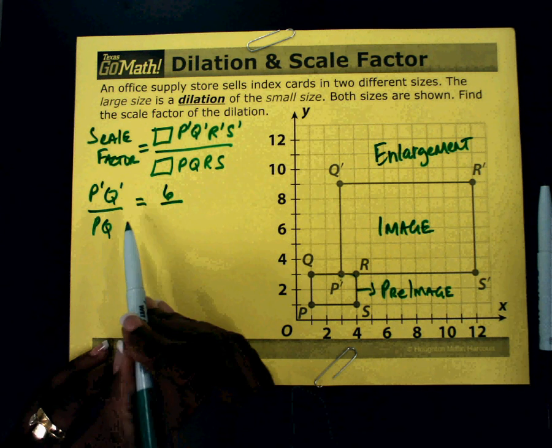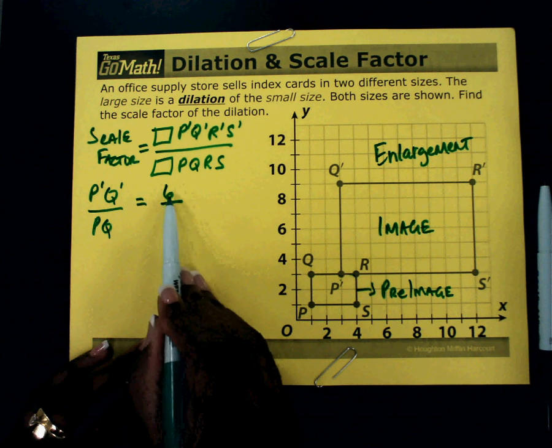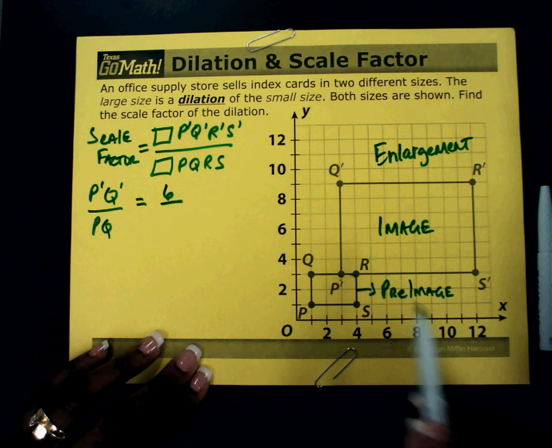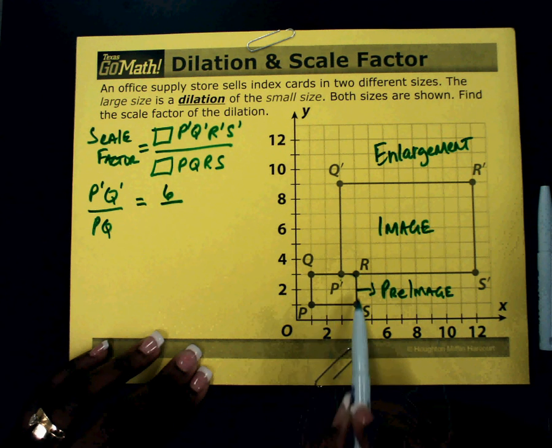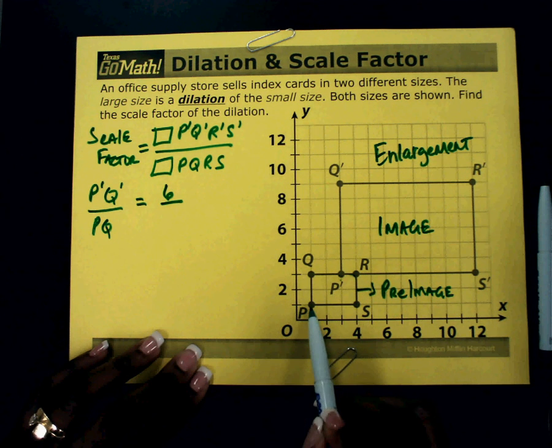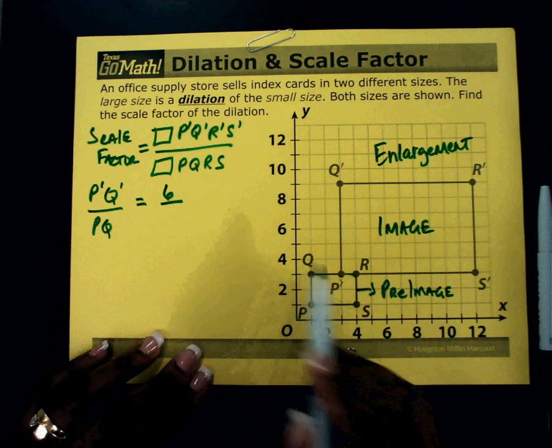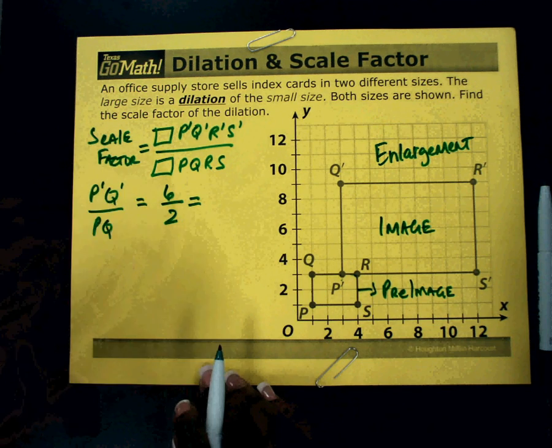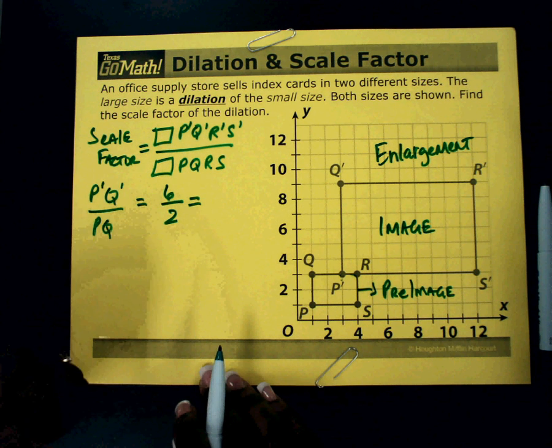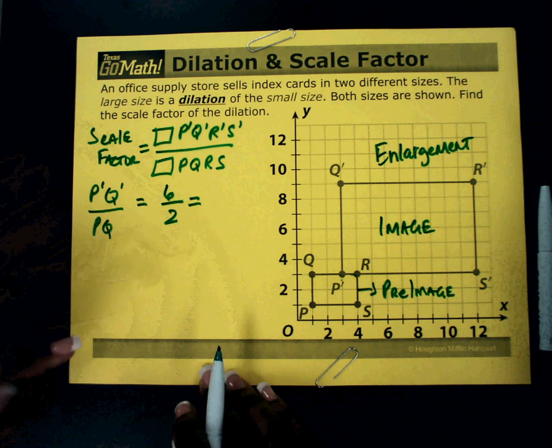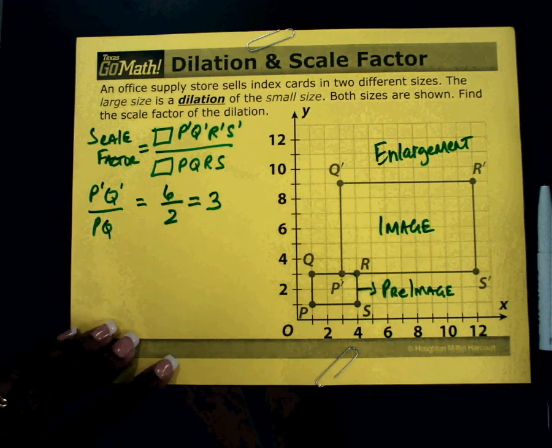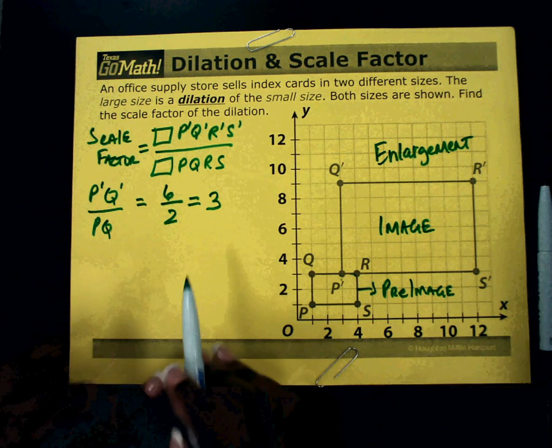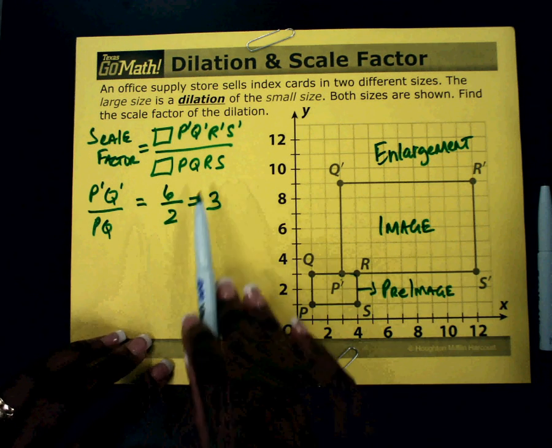Now we're going to finish our ratio, and it'll be 6 over our PQ. So we go to our pre-image and count the units between P and Q. We start with P and count as we move: 1, 2. Because it's a fraction, we always want to make sure we reduce the fraction to its lowest terms. So 6 divided by 2 is 3. Now we're proposing that the scale factor is equal to 3.